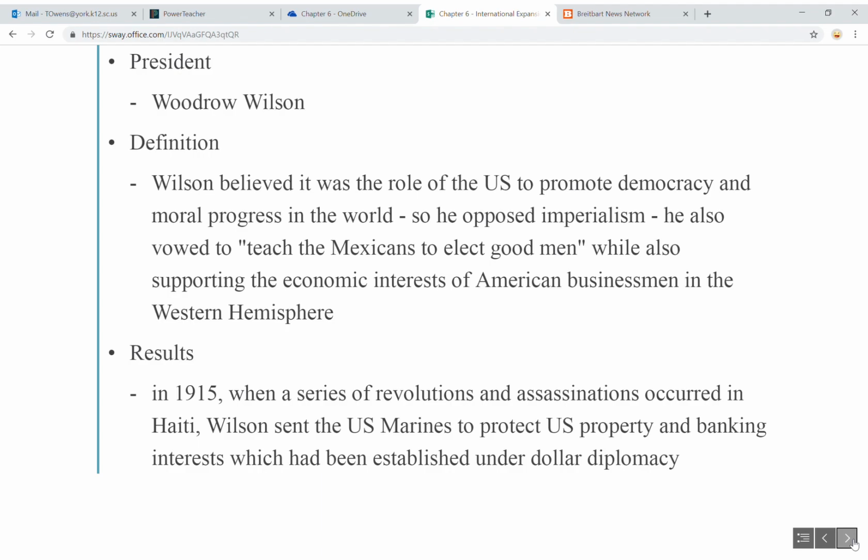He also is going to get involved in Mexico, and he's going to send the army into Mexico looking for a Mexican bandit, Pancho Villa, who attacks over the border. And he's not going to be successful in that because of the outbreak of World War I.